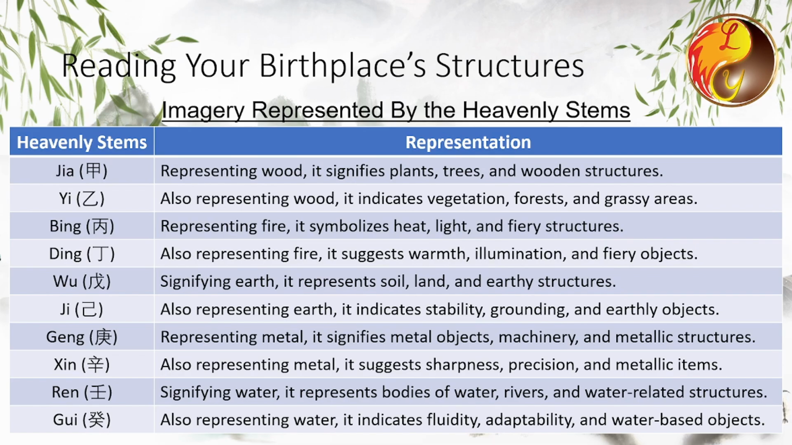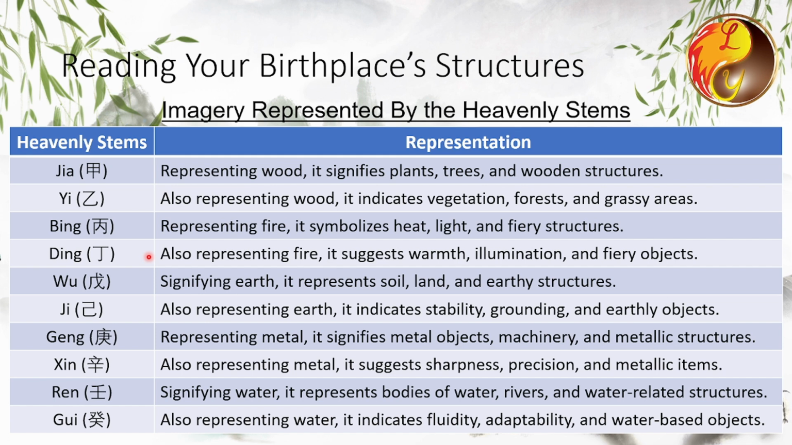Now, let's delve into the imagery represented by the heavenly stems. Jia, representing wood, it signifies plants, trees, and wooden structures. Yi, also representing wood, it indicates vegetation, forest, and grassy areas. Bing, representing fire, it symbolizes heat, light, and fiery structures.